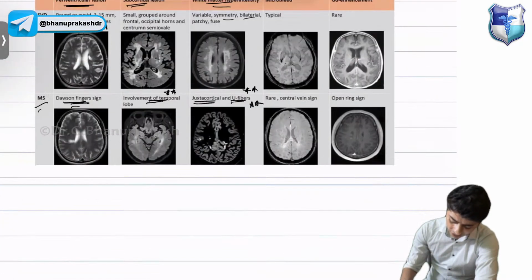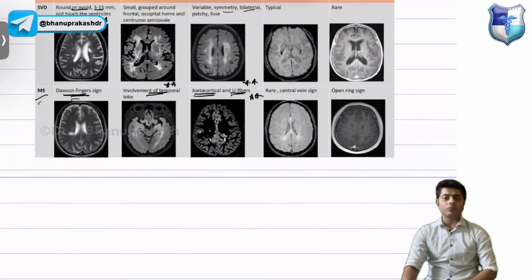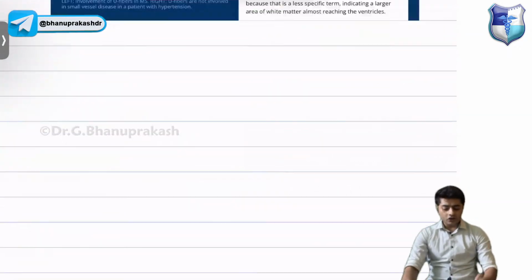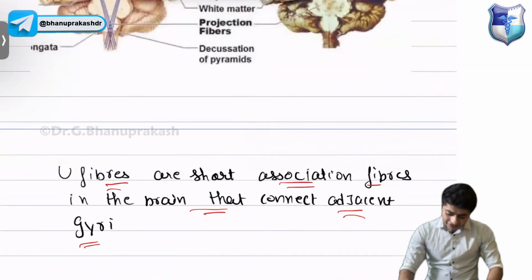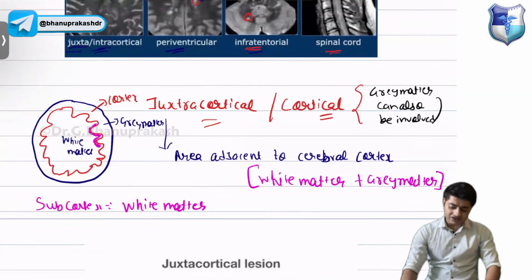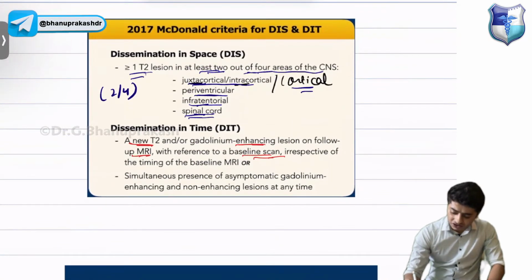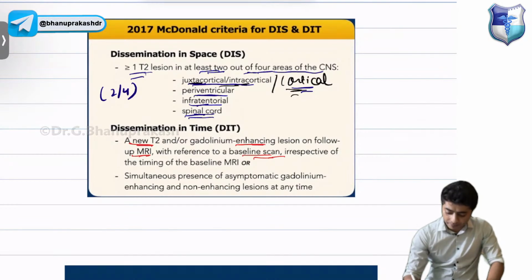Okay, everyone. Have you got the difference between multiple sclerosis and small vessel disease? Does anyone have any doubt? Just tell me in the comment section. In multiple sclerosis, 4 structures are classically involved. That is your juxtacortical and cortical, periventricular, infratentorial, and spinal cord.